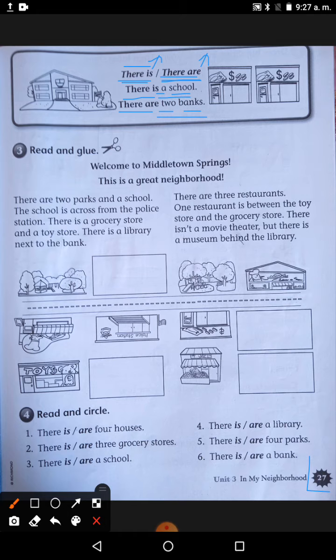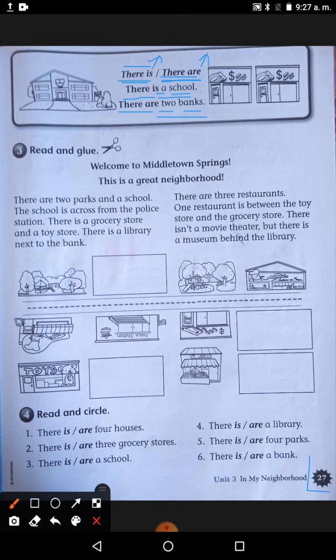In my neighborhood, there is a supermarket. There is a supermarket. Only one supermarket. In my neighborhood, there are three gas stations. Three gas stations. More than one gas station. Three. Okay?